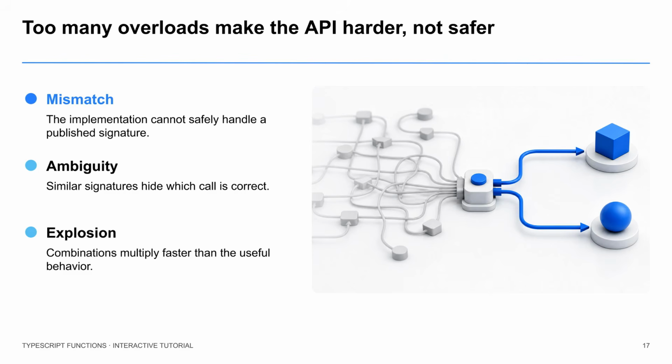A mismatch means the implementation cannot safely handle a published signature. Ambiguity means similar signatures hide the correct call. An explosion means combinations keep multiplying. Replace that tangle with a union, an options object, a generic or separate functions.